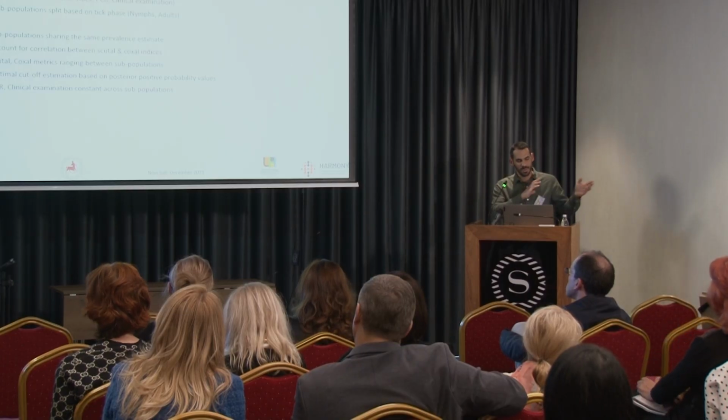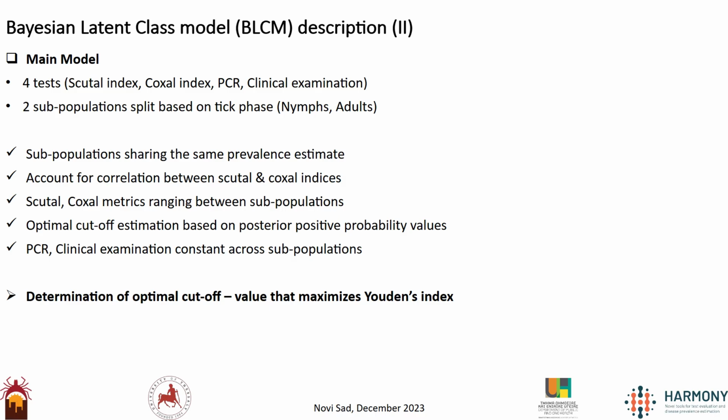Some of you may be familiar with this type of models. Usually when we have the test interpretation on a continuous scale, we apply normal mixture models. However, the other novelty of this method is that the optimal cutoff estimation was based on the posterior positive probability values. So we do not have to take into account the assumption of normality of the distributions.